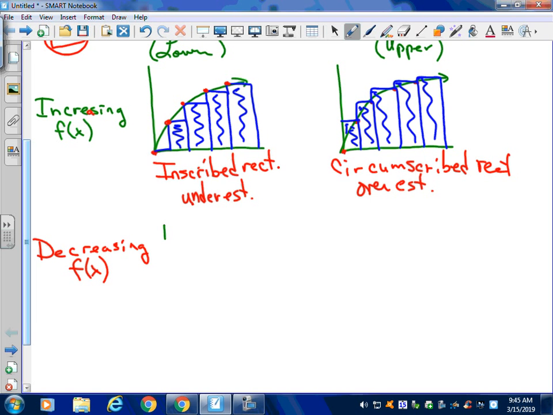All right, so we're going to take and talk about a decreasing function. So I'm just going to reverse what my graph's doing and make a curve going downhill like a half a parabola or something.